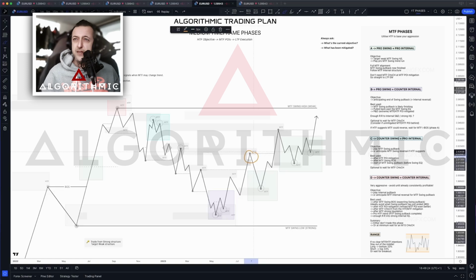So if price action is at this point right here, this orange, you ask yourself, if I'm looking for longs, am I pro swing? Well, yes, because swing is bullish. So yes, I'm pro swing. I'm pro internal. So this is the internal structure. It was bearish to facilitate the swing pullback. When it shifts to bullish, it's now bullish, right? So if you're looking for longs, you're in phase A because we're pro swing and pro internal.